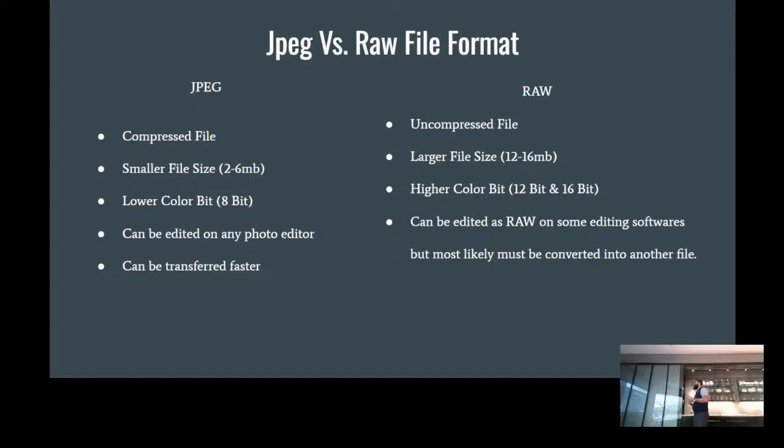Now the reason I mentioned before that you can do JPEGs on any photo editor is because RAWs you can't. So if you're going to get into editing RAW photos, you're probably going to have to pay for editing software in order to do it. If you don't have that editing software, you can still shoot in RAW, but you're most likely going to have to convert it to a JPEG file to actually edit it on your computer, which in my opinion just takes away the whole purpose of shooting in RAW.